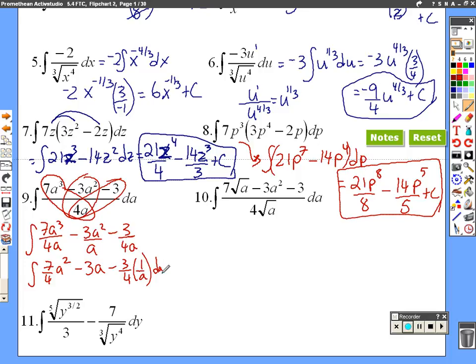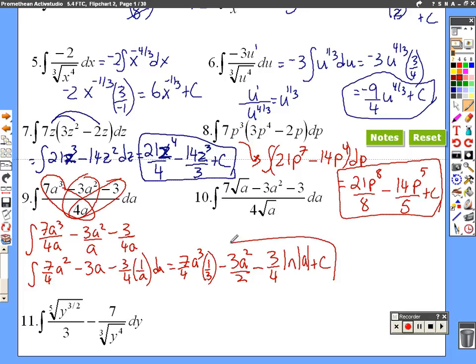All right, so let's write this answer. This answer is going to be 7/4 a cubed divided by 3. So it's like I'm multiplying it by 1/3 minus 3a squared over 2 minus 3/4. And then if you remember, there's a special rule for this. This is like a to the negative 1. And if I use the power rule, I get a to the 0 over 0. So it's actually 3/4 times the natural log of the absolute value of a. That is just a rule that we have to memorize. That's the answer for number 9.